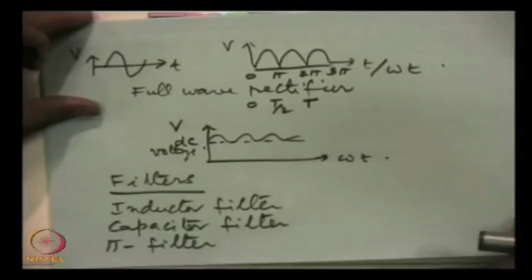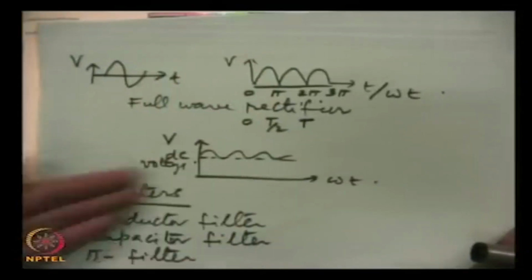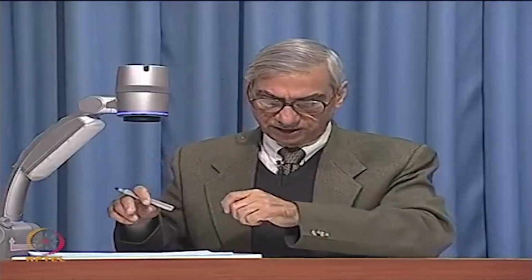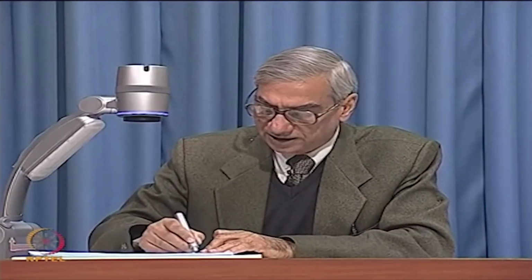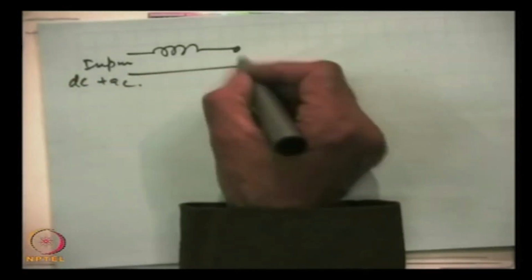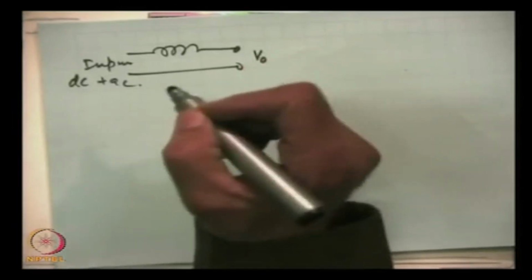I very briefly talk about these filters. This is not part of the PN diode actually, but since we are talking of circuits, I will briefly cover it. The inductor filter: the inductor is used here. The rectified output is connected as the input here. This contains DC plus AC. Here this is V out, the output.